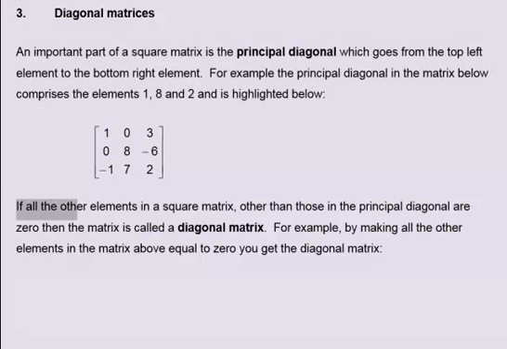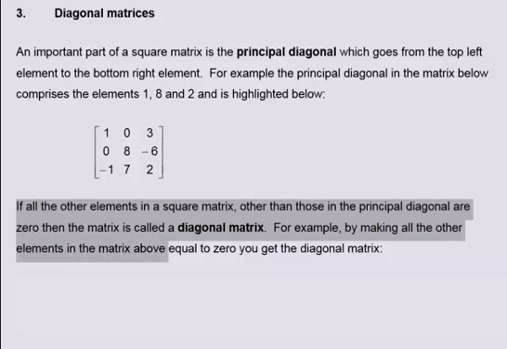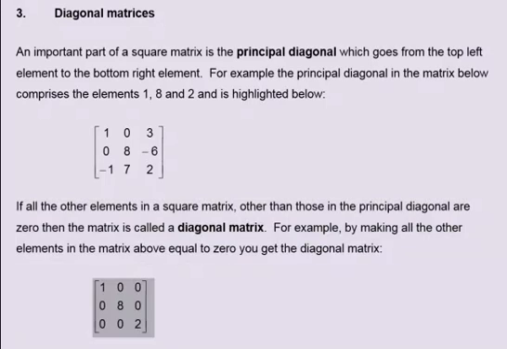If all the other elements in a square matrix other than those in the principal diagonal are 0, then the matrix is called a diagonal matrix. For example, by making all the other elements in the matrix above equal to 0, you get the diagonal matrix like this.